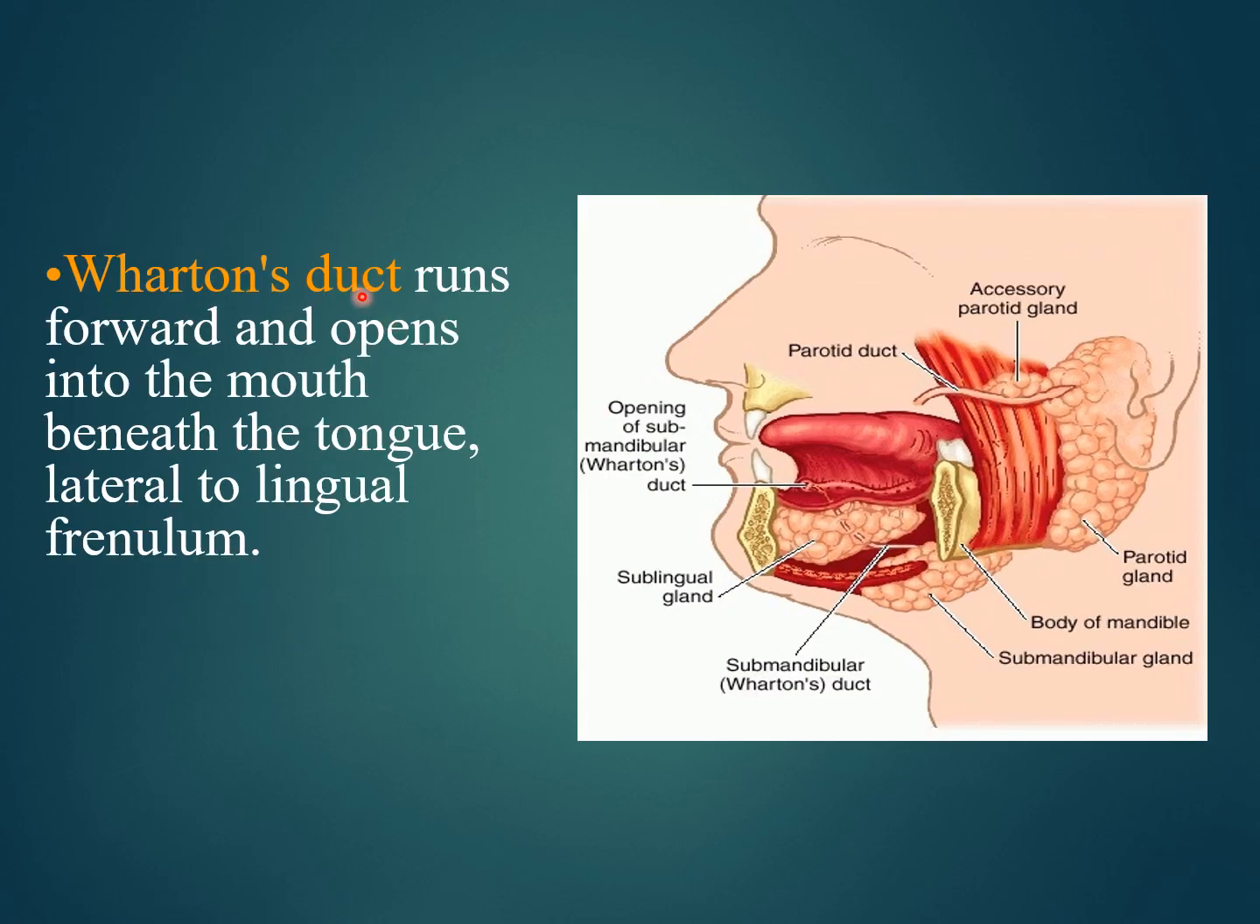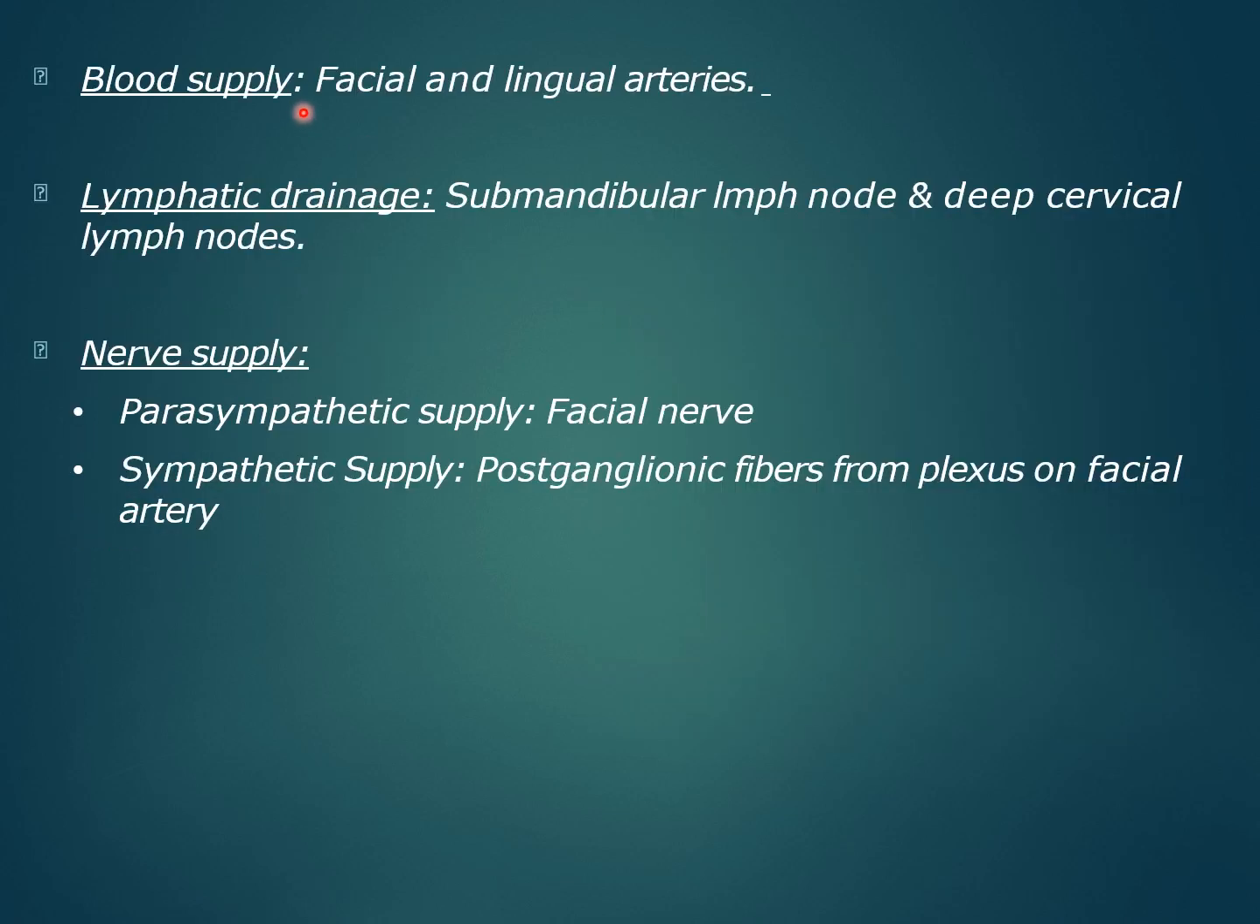Its duct is called Wharton's duct. This is the submandibular gland and this is the duct. It opens under the tongue lateral to the lingual frenulum in a papilla. Its blood supply is from the facial and lingual arteries. Lymphatic drainage is into the submandibular lymph node and deep cervical lymph node. Nerve supply comes from the facial nerve and sympathetic supply is from postganglionic fibers from the plexus on the facial artery.